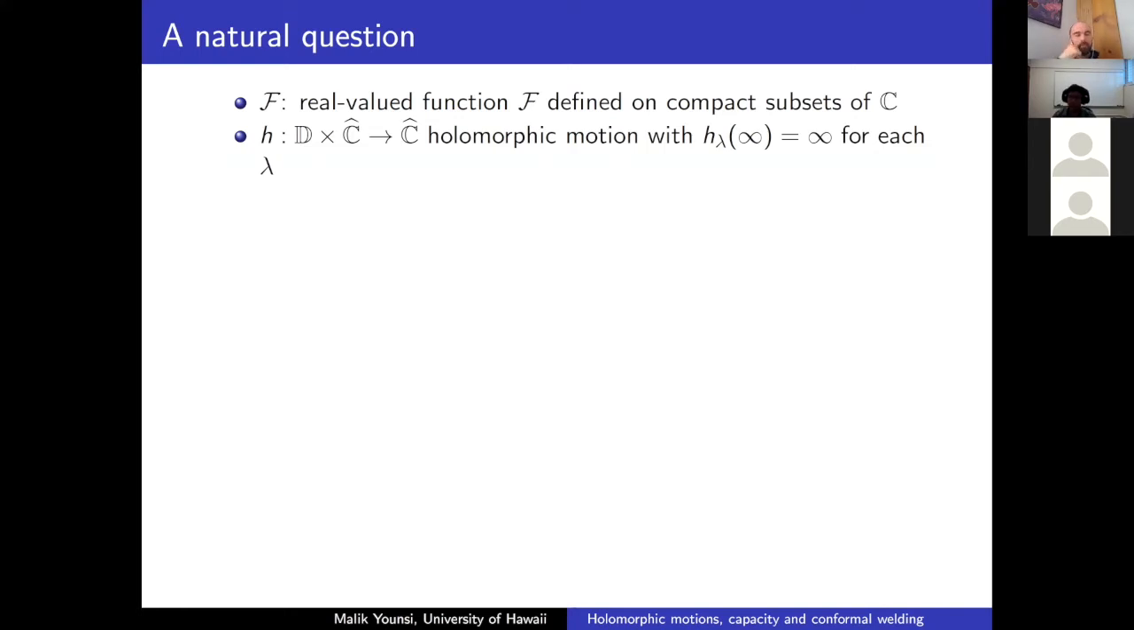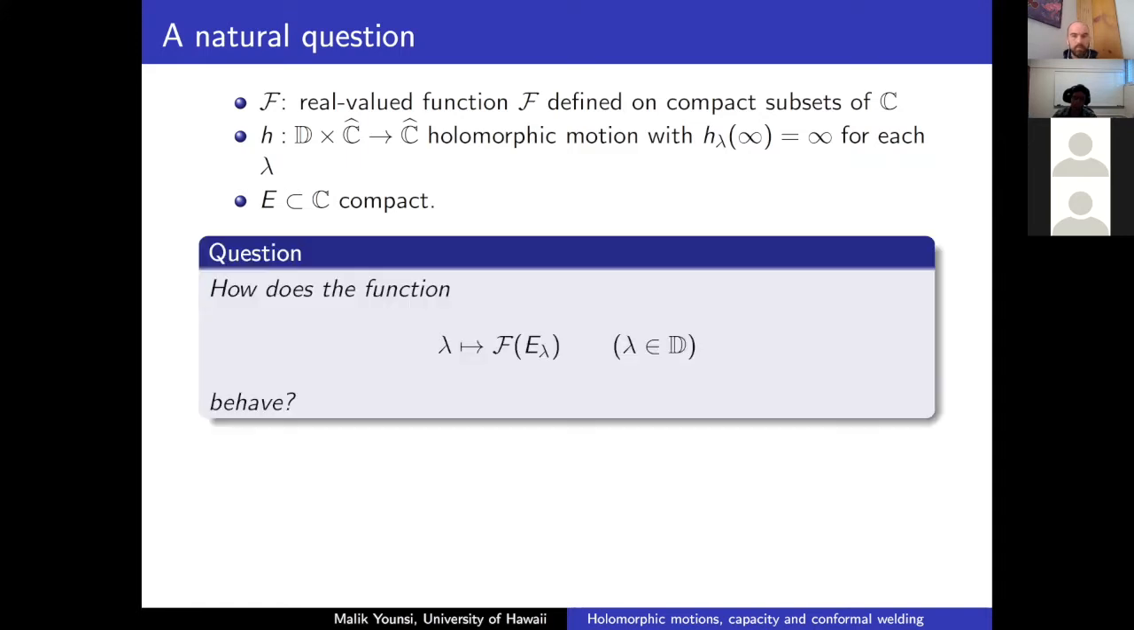This is always going to be implicitly assumed today. And then you start with a compact set E. Well, what you can do is you can vary the set E holomorphically using the holomorphic motion, and then try to study the behavior of the function applied to this variation of the set E. So how does this function behave as a function of lambda for lambda in the unit disk? And that's a very general question that was studied extensively in the past.